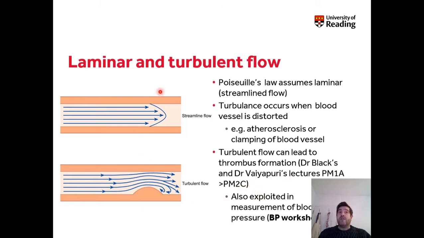However, this turbulent flow can also occur if an artery is clamped. So if you placed a clamp on an artery to reduce the amount of flow, then you would induce turbulent flow. And we can exploit that in the measurement of blood pressure, because turbulent flow makes a sound that we can listen to. That will be covered in the blood pressure workshop, but some of the information I'll mention now is really important to help understand that workshop.